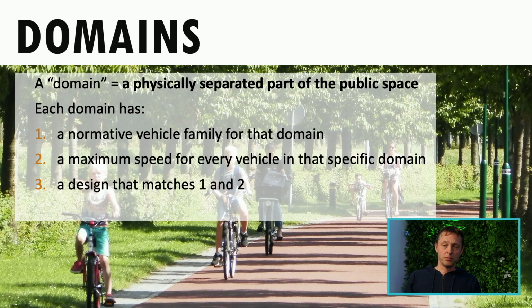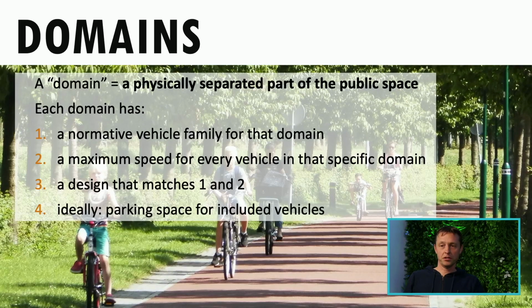So third, we have to make sure that the design we're going to make of that domain does fit what we set by one and two. So we cannot say we want a place for pedestrians and 10 kilometers an hour and design it like a highway. So it should be coherent.